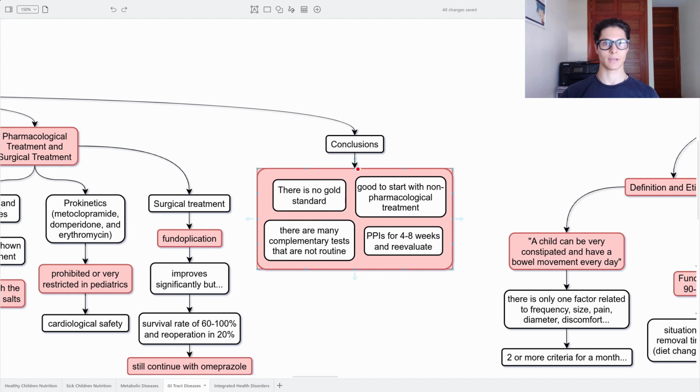So the conclusions are that there is no gold standard. It's good to start with non-pharmacological treatment. There are many complementary tests that are not routine, and the proton pump inhibitors must be taken for 4 to 8 weeks and then reevaluate.